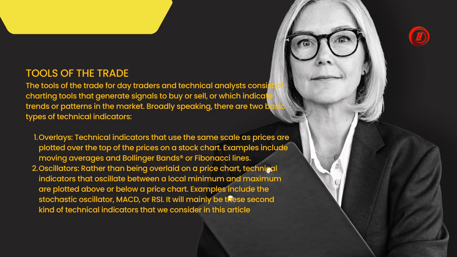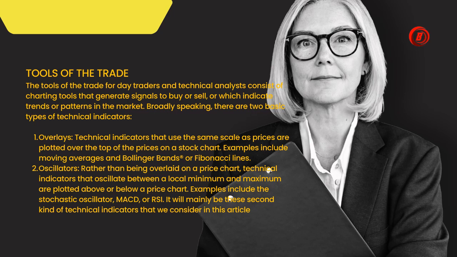Tools of the trade. The tools of the trade for day traders and technical analysts consist of charting tools that generate signals to buy or sell, or which indicate trends or patterns in the market. Broadly speaking, there are two basic types of technical indicators: overlays. Technical indicators that use the same scale as prices are plotted over the top of the prices on a stock chart. Examples include moving averages and Bollinger Bands or Fibonacci lines.